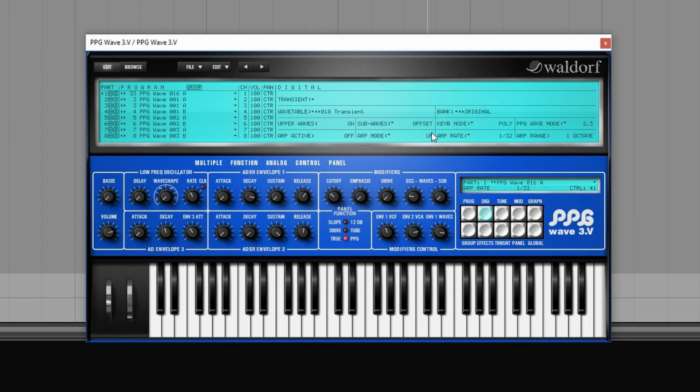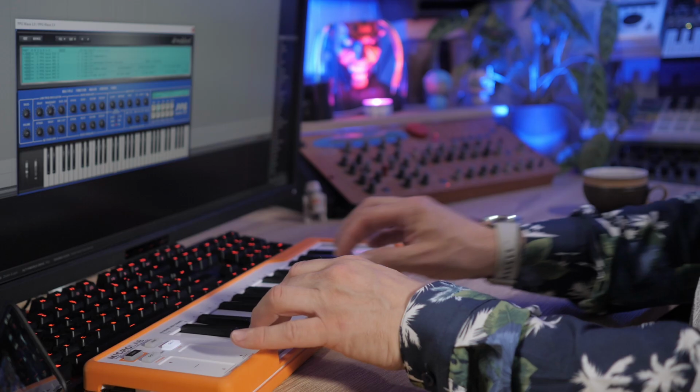It's also got sub-waves, which just duplicates those 64. Now, if we put an offset on that, which obviously it's already set here, you can change the position of that sub to give you even more motion, which I think is quite fun.